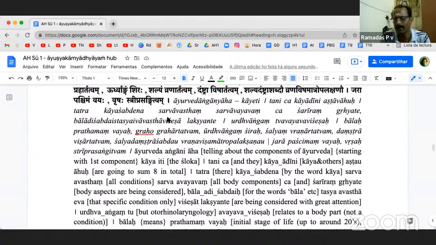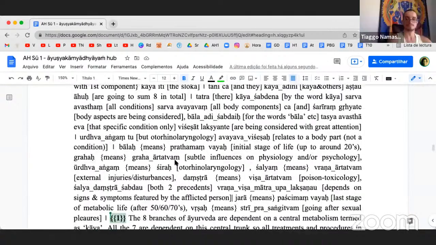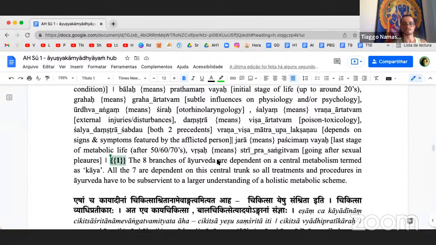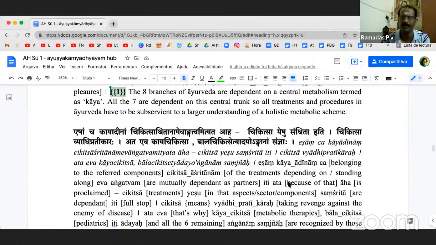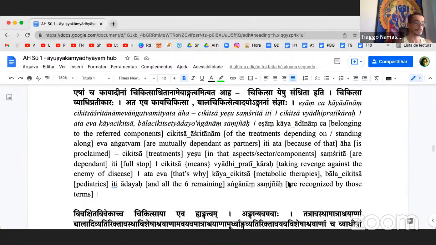So, which is the main part? Kaya only. Look what I wrote: the 8 branches of Ayurveda are dependent on a central metabolism termed as Kaya. All the 7 are dependent on this central trunk. So all treatments and procedures in Ayurveda have to be subservient to a larger understanding of a holistic metabolic scheme. Correct, perfect translation. This is very, very important. For the whole Western medicine, we have a big concept here and the implications are very large.